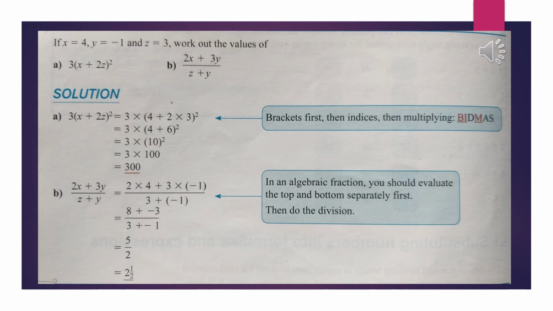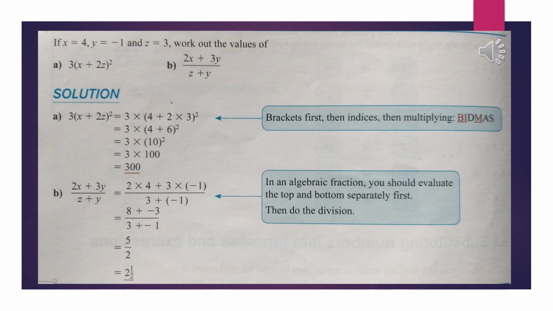Then according to BIDMAS, brackets first, then indices, then multiplying, it comes to B, I and M, indicated by the red letters. Part B, 2x plus 3y divided by z plus y equals 2 into 4 plus 3 into negative 1 inside the bracket, divided by 3 plus negative 1 again inside the brackets.